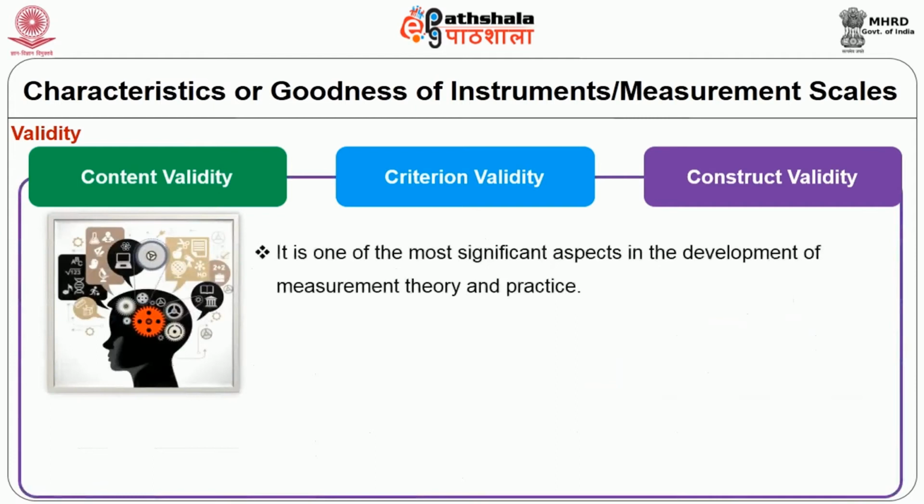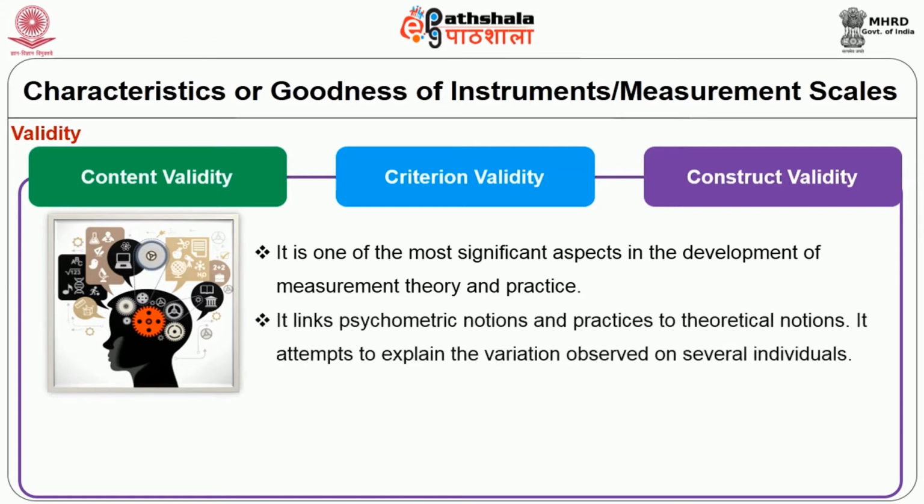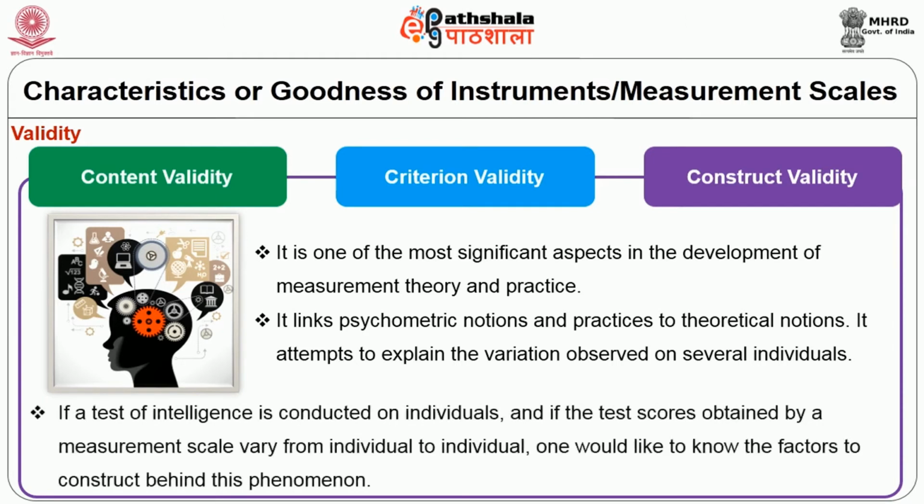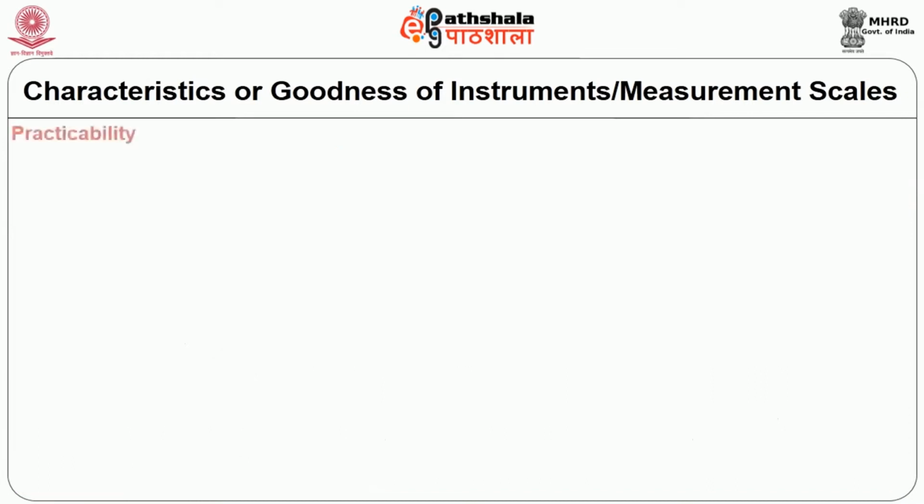Construct validity is one of the most significant aspects in the development of measurement theory and practice. It links psychometric notions and practices to theoretical notions. It attempts to explain the variations observed on several individuals. For example, if a test of intelligence is conducted on individuals and the test scores obtained by measurement scale vary from individual to individual, one would like to know the factors or constructs behind this phenomenon.